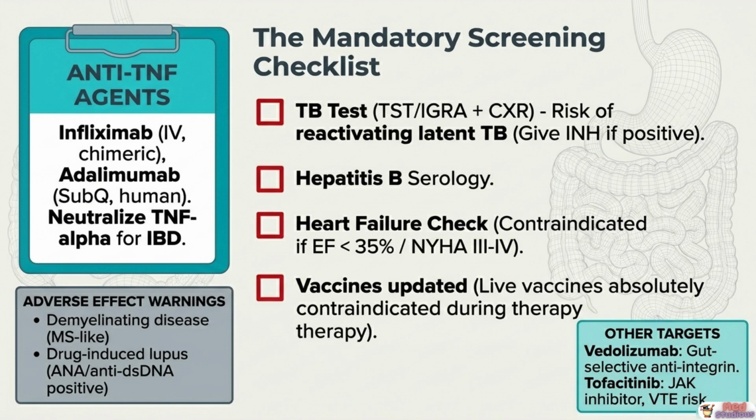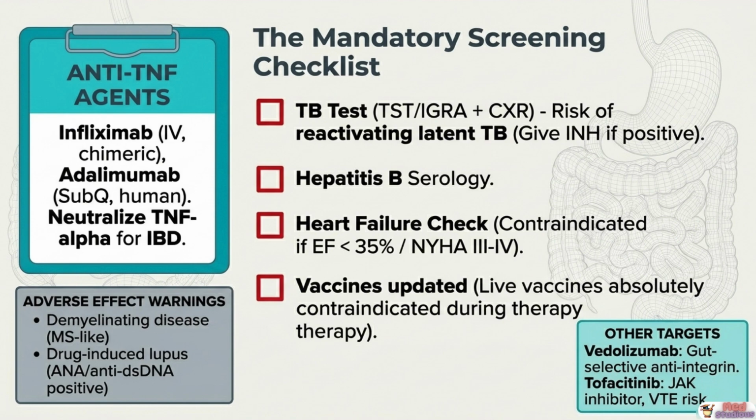Biologic therapy transformed inflammatory bowel disease management, but anti-TNF agents come with a screening checklist that examiners test relentlessly because missing it has real patient consequences. Infliximab is a chimeric IgG1 antibody given intravenously, while adalimumab is fully human and given subcutaneously. Both neutralize TNF-alpha, the central inflammatory cytokine driving Crohn's disease and ulcerative colitis.